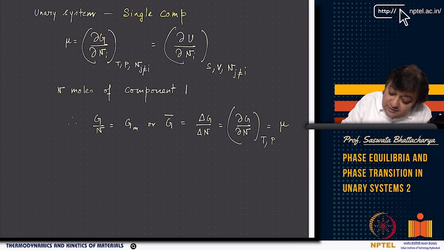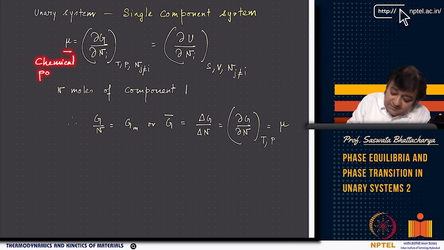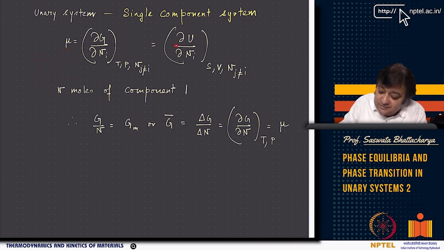Now, if it has only one component, then something interesting can be done, because we know chemical potential. Mu is the chemical potential, which we have defined various times. It is the change in energy with respect to change in mole number of species I, keeping Nj, that is all other species' mole numbers, entropy and volume constant. After we defined the Gibbs free energy, we said mu is nothing but the change in Gibbs free energy with change in mole number.